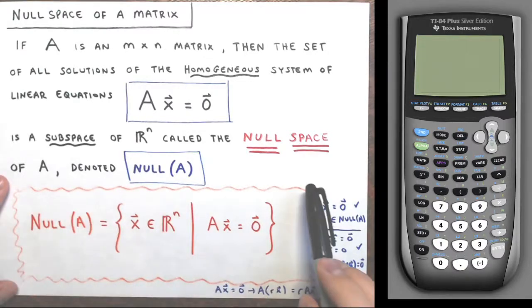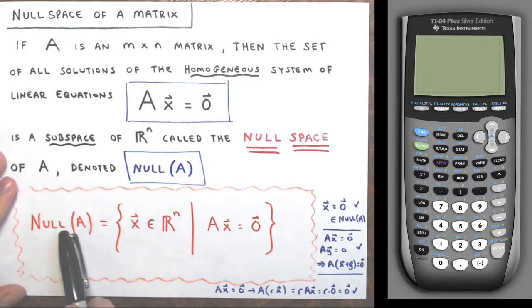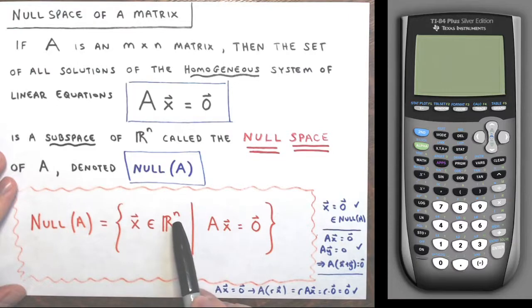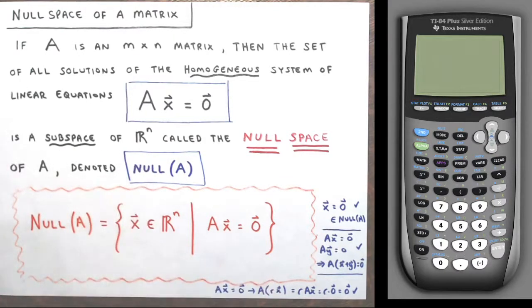Now in this little orange box down here, you can think of the null space of A as all the vectors x belonging to Rn such that the matrix times those vectors is equal to the zero vector. Again, all the solutions of the equation Ax equals 0. I did underline that this null space of a matrix is a subspace of Rn, meaning all the vectors are in Rn, and it too is a vector space.